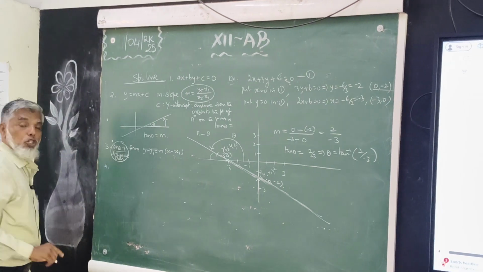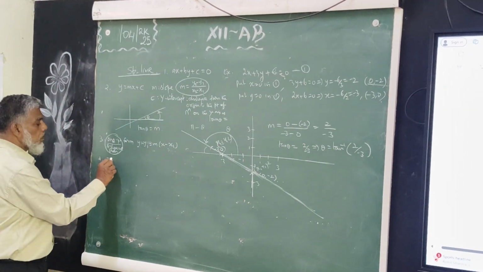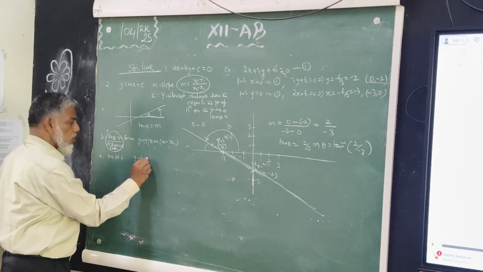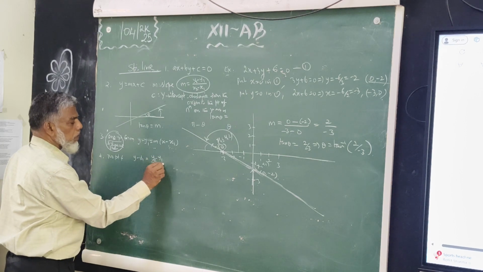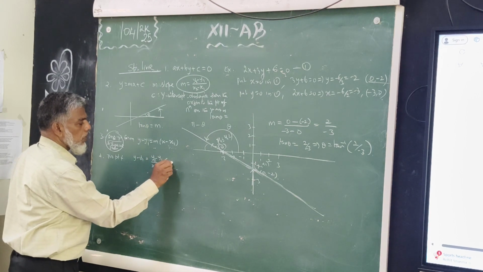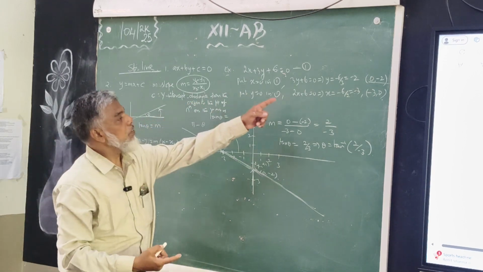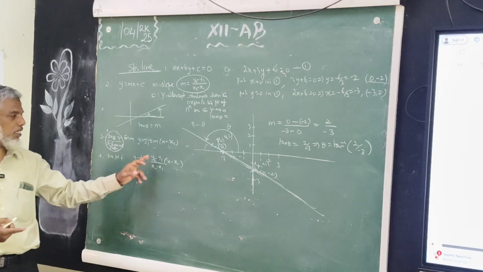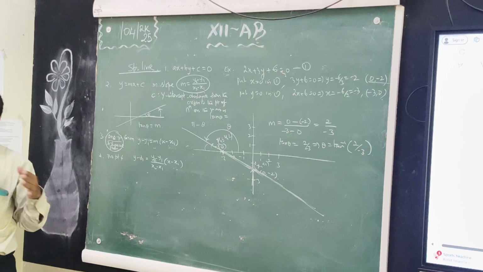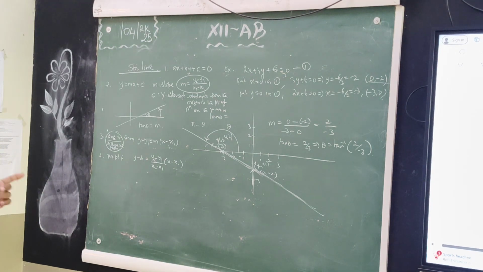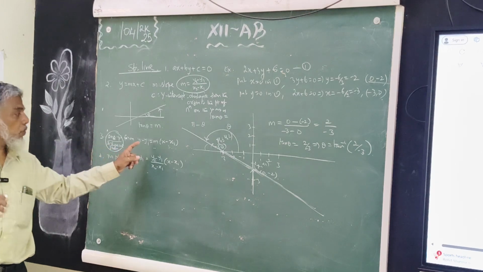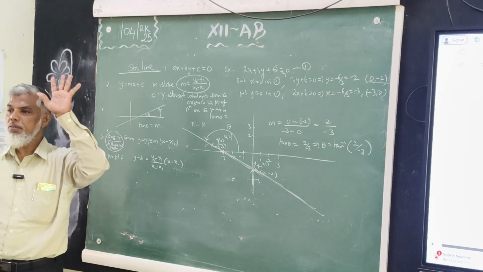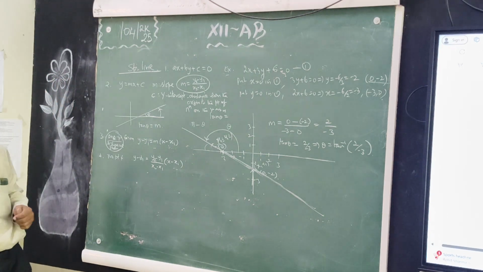Fourth one, the 2 point form. What is the 2 point form? (y minus y1) by (y2 minus y1) equal to (x minus x1) by (x2 minus x1), because m I am taking from this. So this is the 2 point form of a straight line. For that we require 2 points. Here we require 1 point and a slope. Here we require slope and y-intercept.